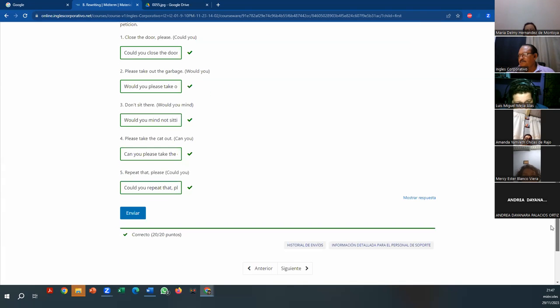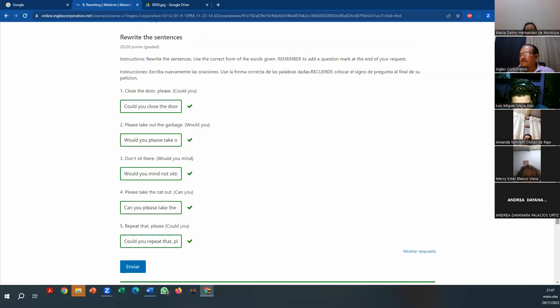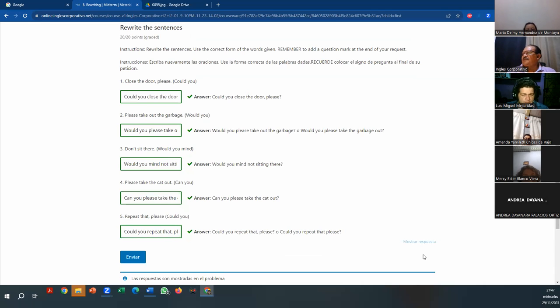Okay. Then you can see here the possible answers. Would you please take the garbage out? Would you mind not sitting there? Can you please take the cat out? Could you repeat that, please? Or could you repeat that, please? Okay. If you forget the comma, the correct one is with the comma. But if you forget the comma, they accept the correct one. Okay, no questions?